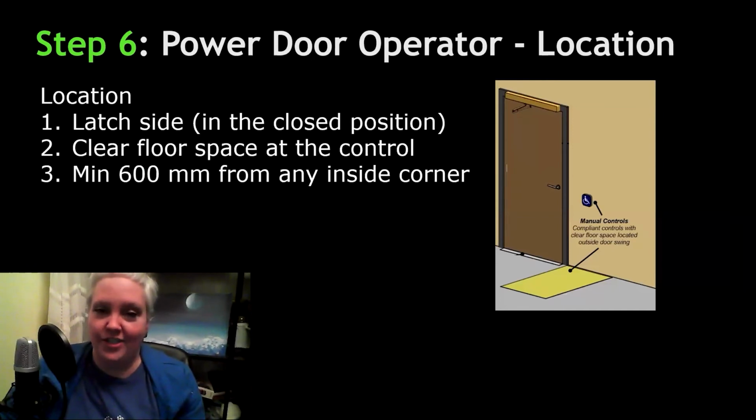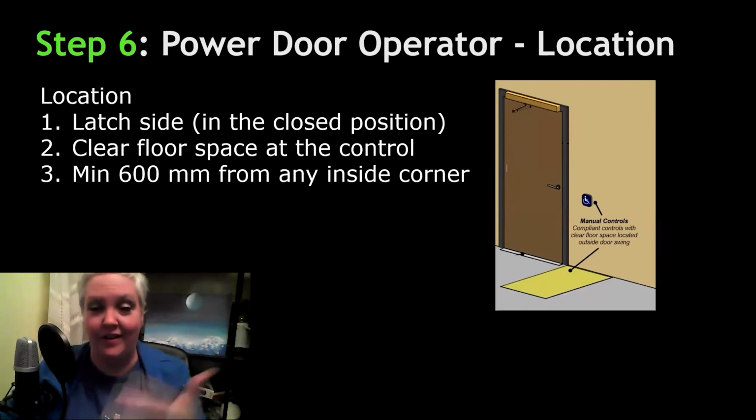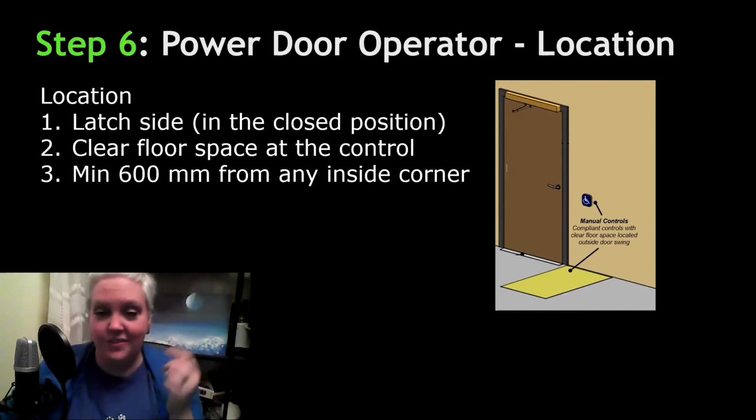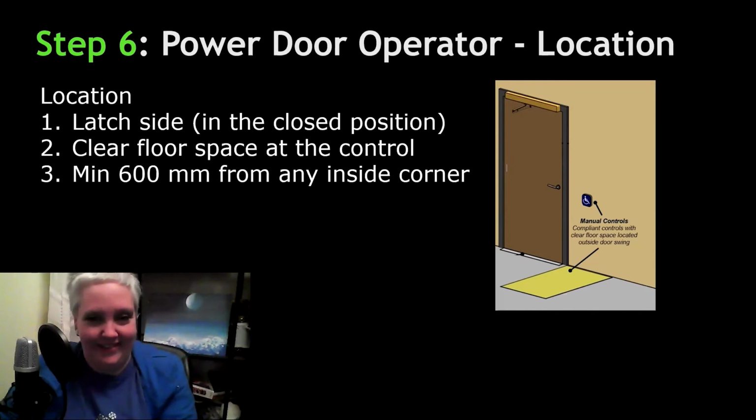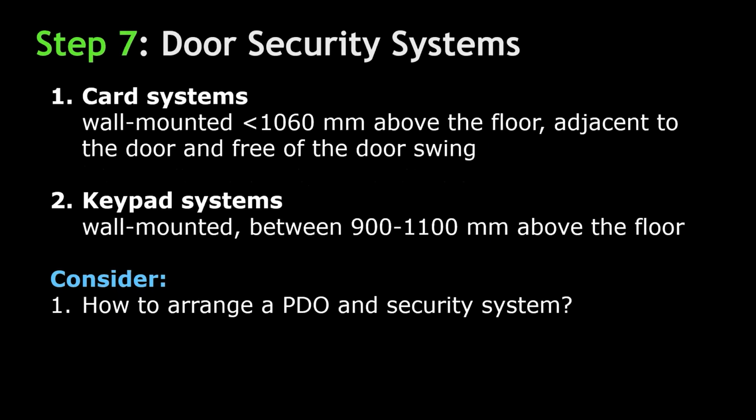Then of course, location also has to think about making sure you're out of the way when the door is working. So if the door is going to swing towards you after you've pushed the button, you want to make sure there's enough clear floor space beside the door and in front of the power door operator so the door is not going to hit you. And you also need to make sure that it's at least 600 millimeters from a corner so that people can actually access the button and it's not located in a place that's unreachable.